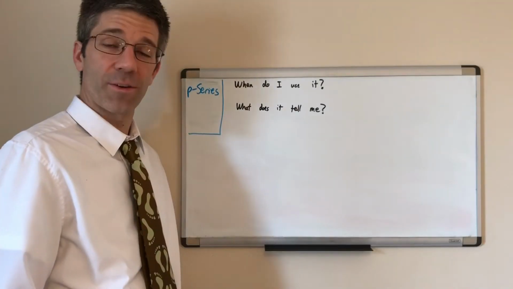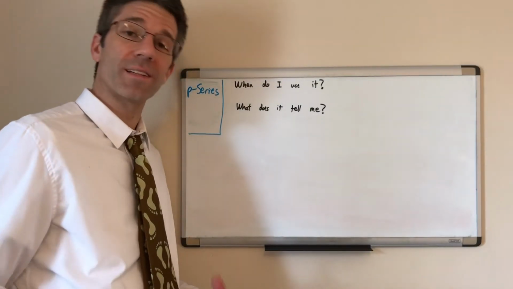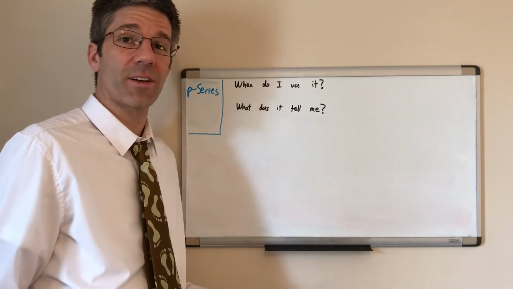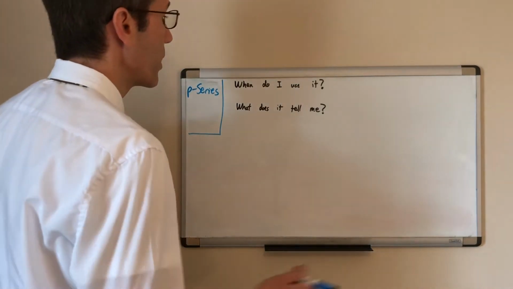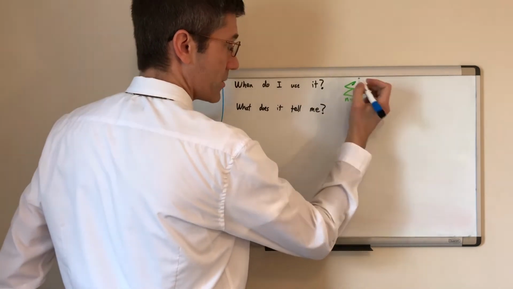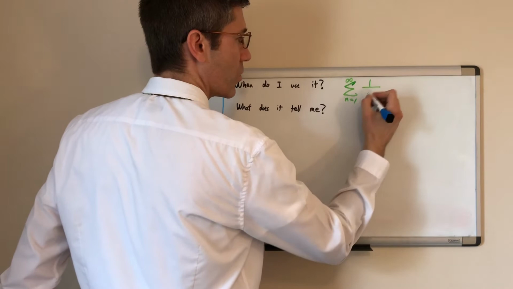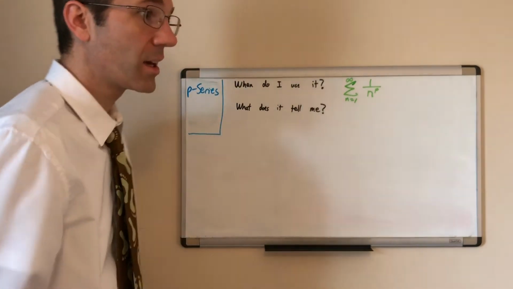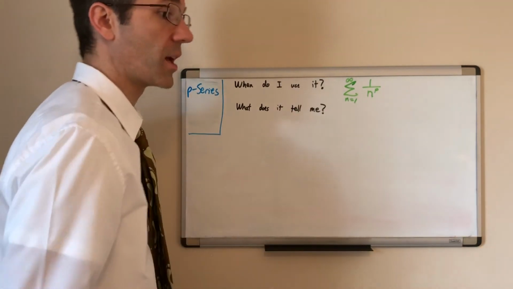Well, here is everybody's favorite type of series. And the reason it's their favorite type of series is because it's so easy to identify and so easy to tell if it converges or diverges. So here goes. When do I use it? Well, I will use it when my series is structured like this: 1 over n to the p, where p is just some power. So we're basically raising something to a power, but that's in the denominator.